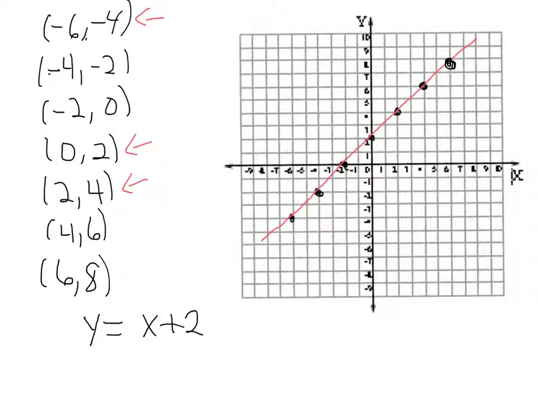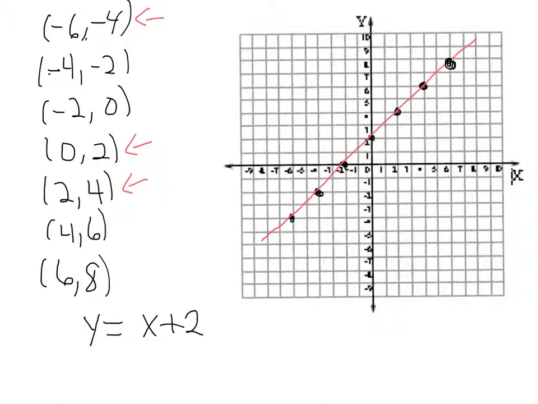-6 plus 2 is -4. -4 plus 2 is -2. -2 plus 2 is 0. 0 plus 2 is 2. 2 plus 2 is 4. 4 plus 2 is 6. And 6 plus 2 is 8. And so this is the equation.